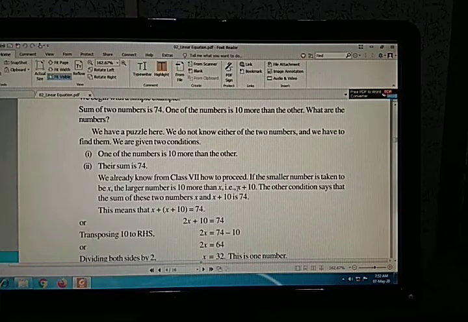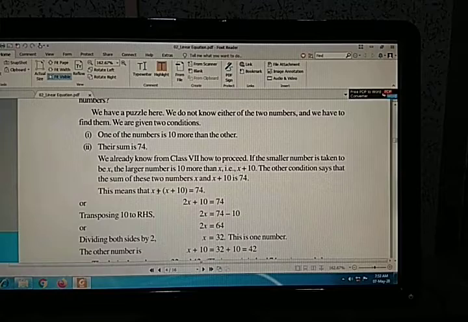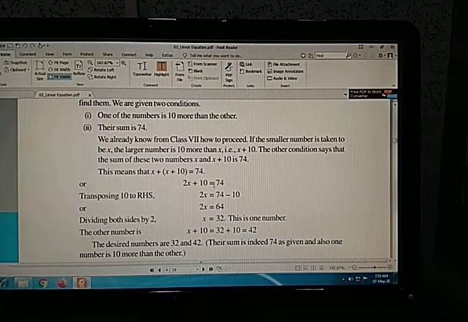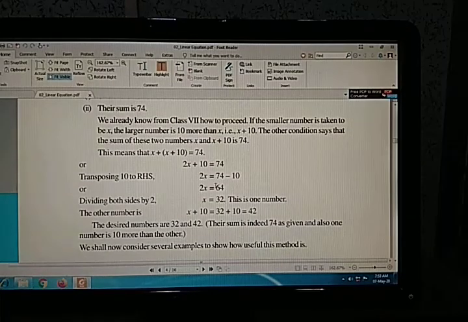So we got the two numbers and their sum is equal to 74. As you can see here, x plus, inside bracket we have written x plus 10. So this is one number x, and x plus 10 is the other number. This is the larger number. And then we have taken the sum of both of them and equated it to 74. The rest of the thing is just simple simplification. You can already see that in your textbook.